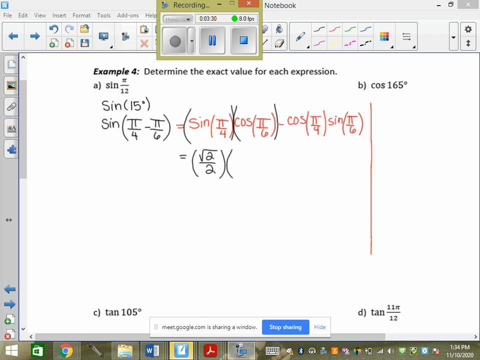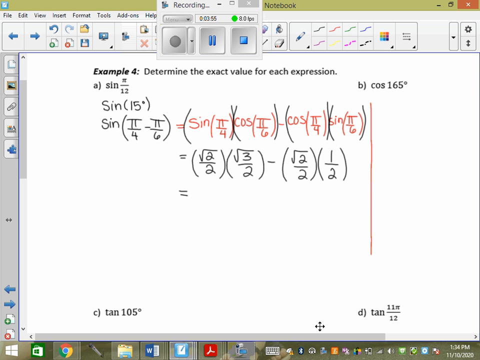What about cos of pi over 6? What does it equal? Then I have a minus sign. Then I replace cos of pi over 4. What's that? Root 2 over 2. And then sine of pi over 6? 1/2.